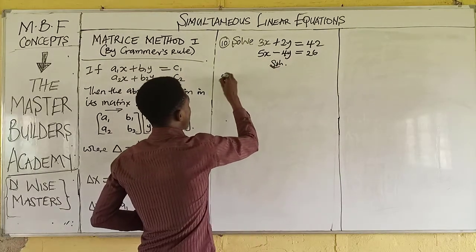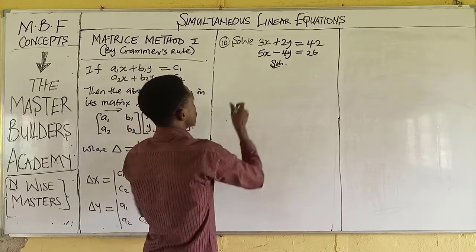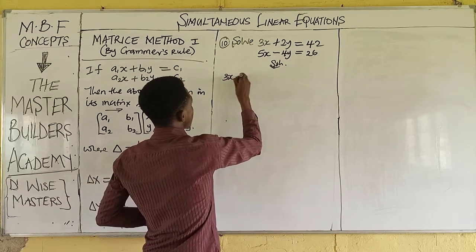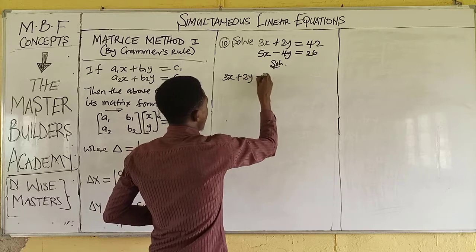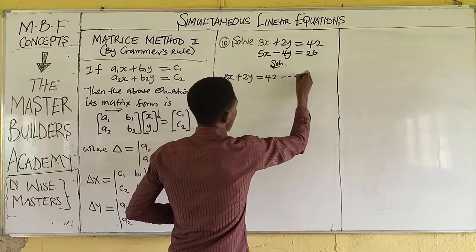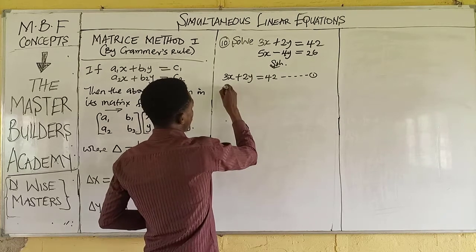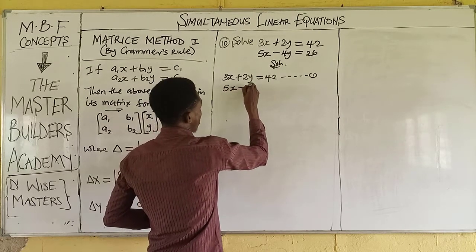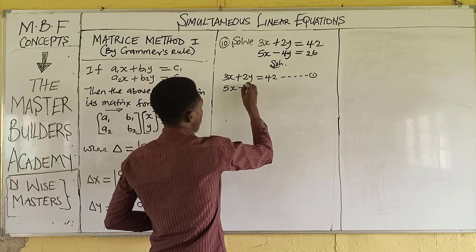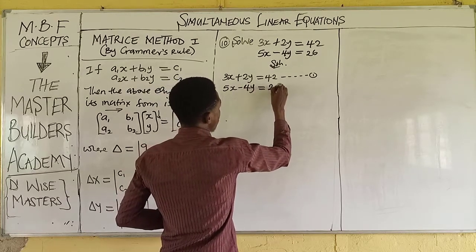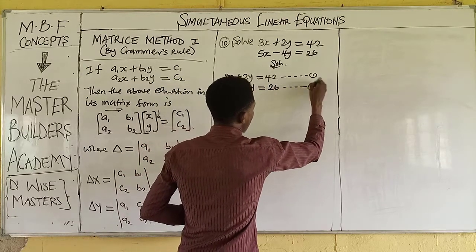So we can rewrite the equations. 3x plus 2y is equal to 42. We call this equation 1. The next is 5x minus 4y is equal to 26. This we call equation 2.